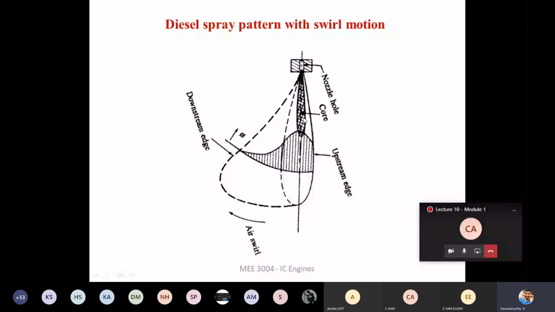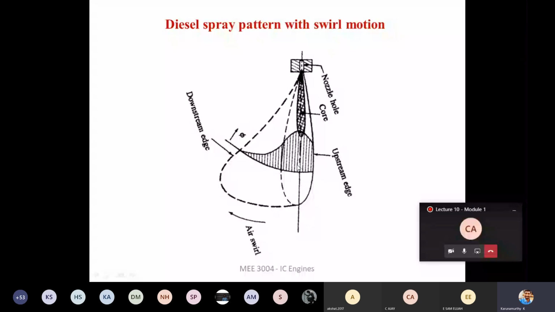Okay, so this is the core. This we call the core. Then we will have the fuel droplet, and finally vaporization of the fuel will be here. So this is the core, then the fuel droplet, then we are going to have the vaporization of the fuel. Now since the air is moving here, this structure of the fuel spray is going to get disturbed. It is going to be like this, right?